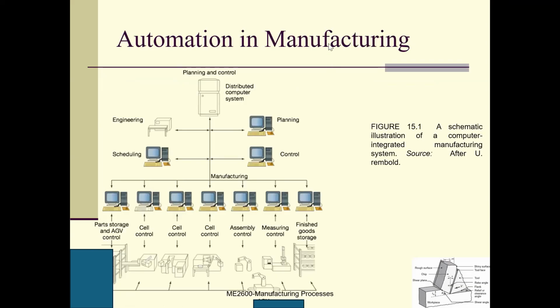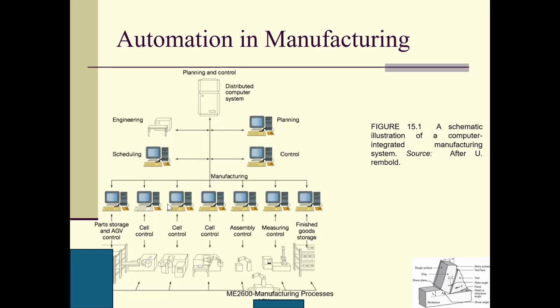So this is automation in manufacturing, and here is the description of a computer integrated manufacturing system. This concept emerged many years ago, 30 years ago. Here is planning and control, a distributed computer system and one computer. So here is the engineering, the scheduling, the control, and the planning. So this is manufacturing, and we have so many computers.